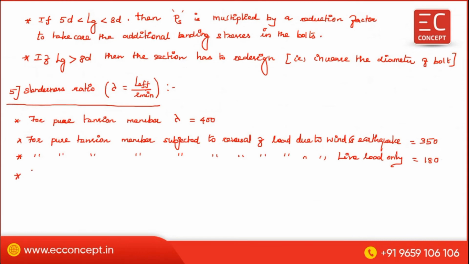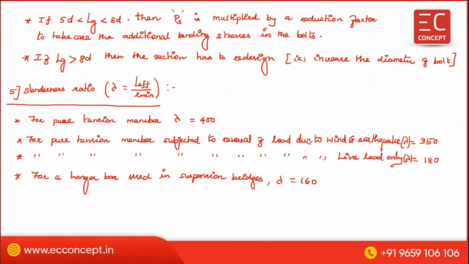Now, for a hanger bar used in suspension cable, suspension bridges, lambda is equal to 160. So these four values you have to keep in your mind. Here is a lambda, here also lambda. Understood? So these are the four values. So this is all about the slenderness ratio.